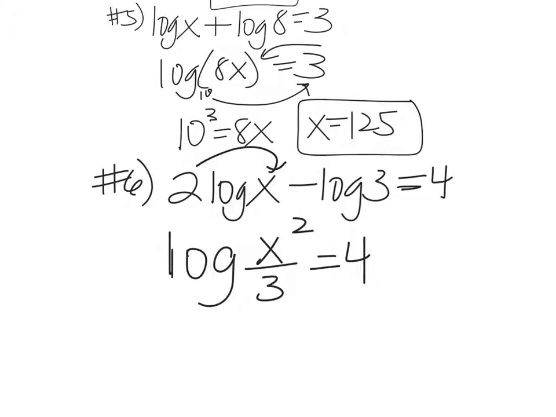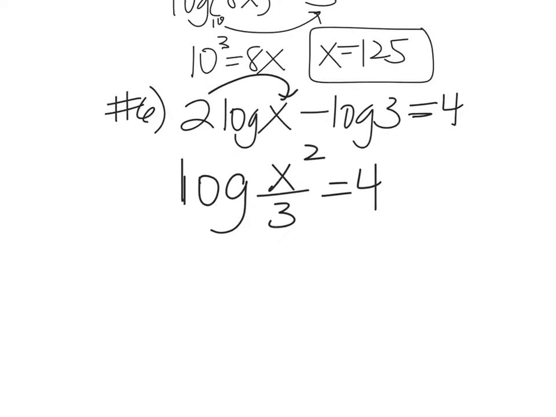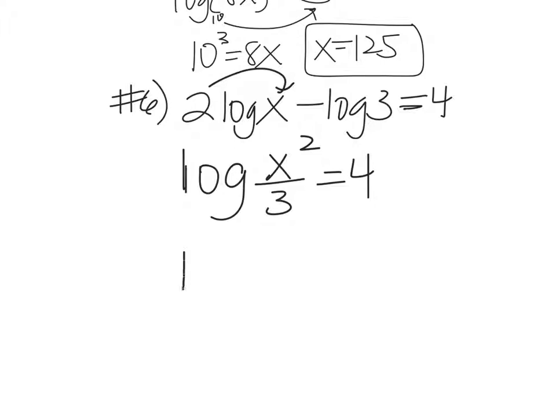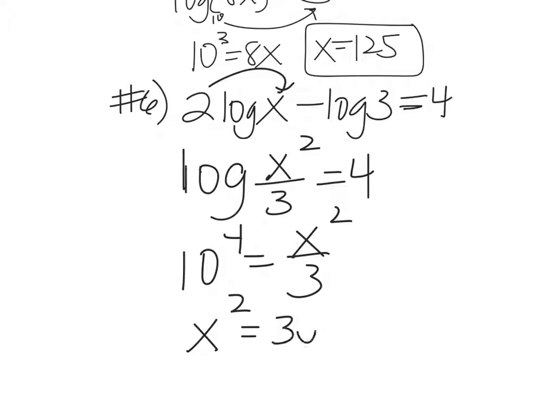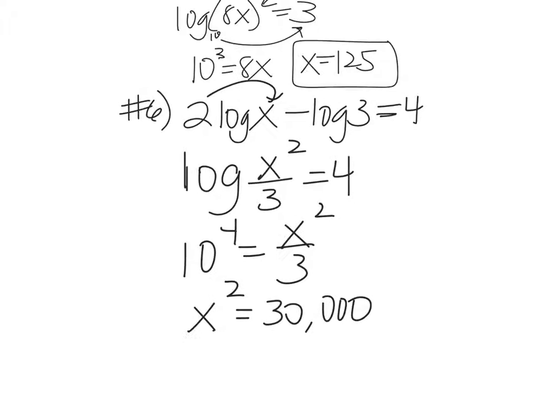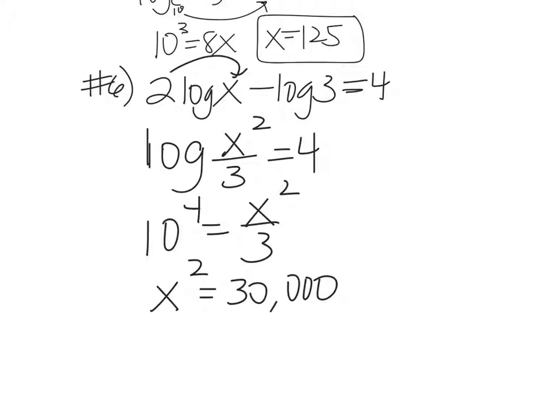Okay? So you're pretty good with your properties. Pretty solid on those, I hope. And now let's go ahead and rewrite it in its exponential form. 10 to the 4th equals x squared over 3. 10 to the 4th is 10,000 times 3 is 30,000. So I get x squared equals 30,000. And when I solve this equation, I get x is equal to plus or minus the square root of 30,000. Okay, except the negative won't work.